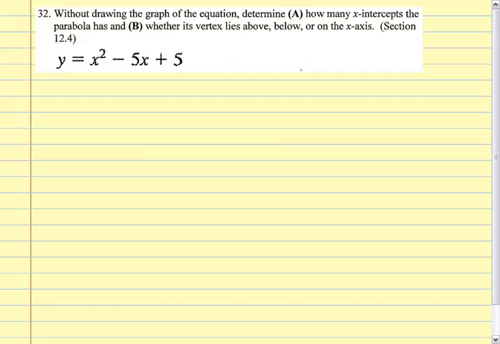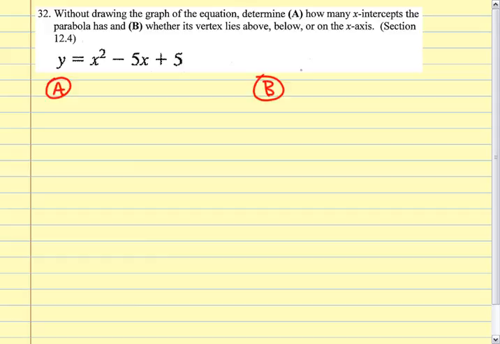Okay, folks, number 32 says, without drawing the graph of the equation, determine A, how many x-intercepts the parabola has, and B, whether its vertex lies above, below, or on the x-axis. Okay, so I've got to do two things. Put my A right here, put my B right here, just to remind me I've got two things that I need to do.